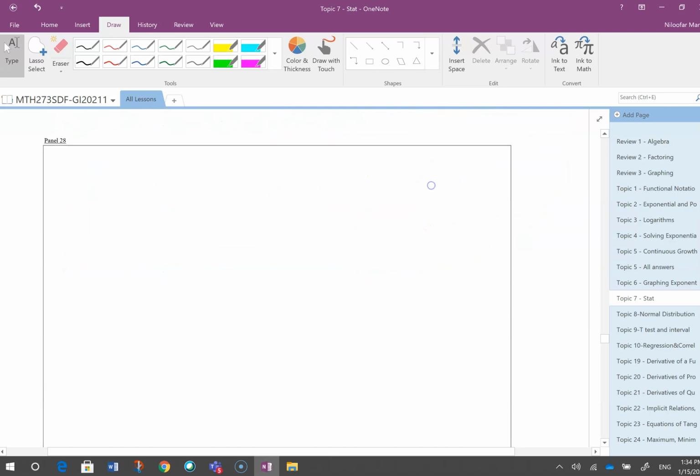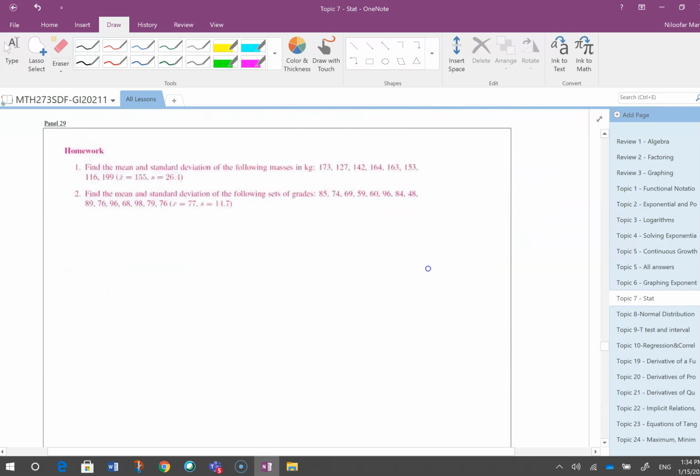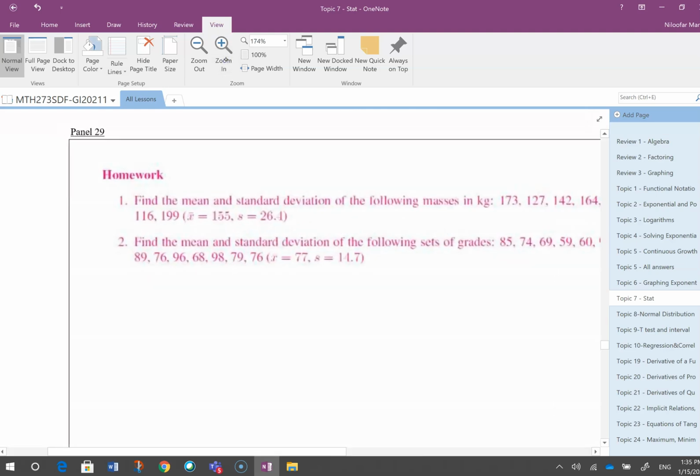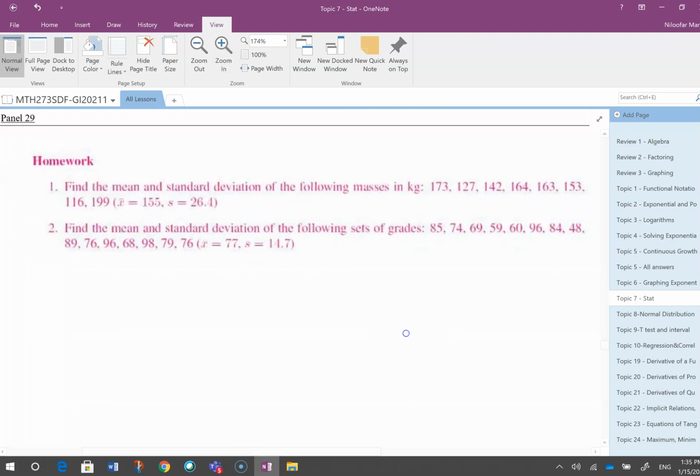Then we have examples here which you can do as homework. Okay, so good examples, and the answer is given. You can just find the answer to see if you know what to do.